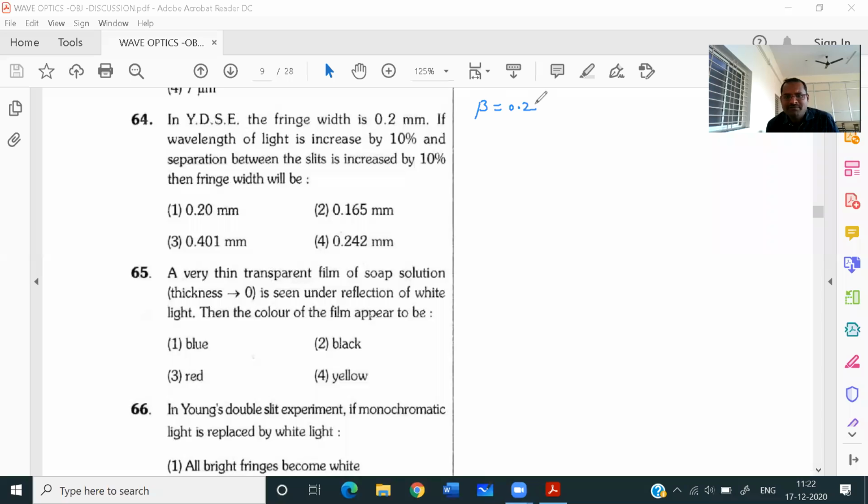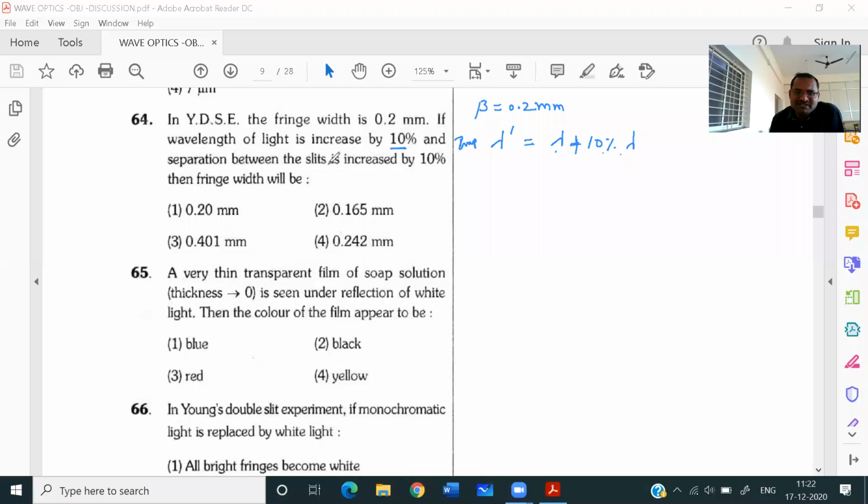0.2 millimeter is given. Next, if the wavelength of light is increased by 10%, that means the new wavelength lambda dash is equal to the initial wavelength plus 10% of the initial wavelength. That is the meaning. This is the important point I am saying: if the wavelength is increasing by 10%, it means from the original wavelength, 10% is increased.